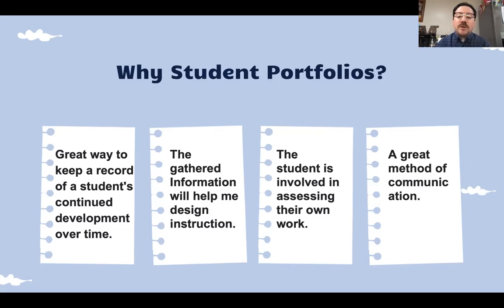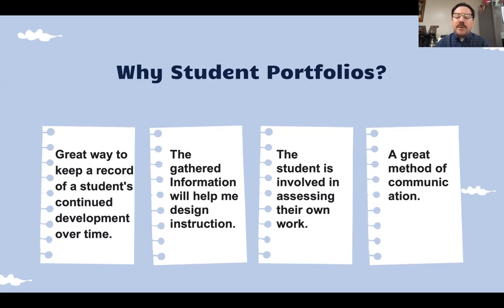Third, the student is involved in assessing their own work. See, the thing about student portfolios is they're not a kept secret. I don't keep them locked away or stored away in a cabinet. It's not something that only I or the principal read. It's something where the student understands what's in the portfolio. Anytime I'm about to put something in their student portfolio, the student is notified. The student is also able to suggest what they want in that portfolio.